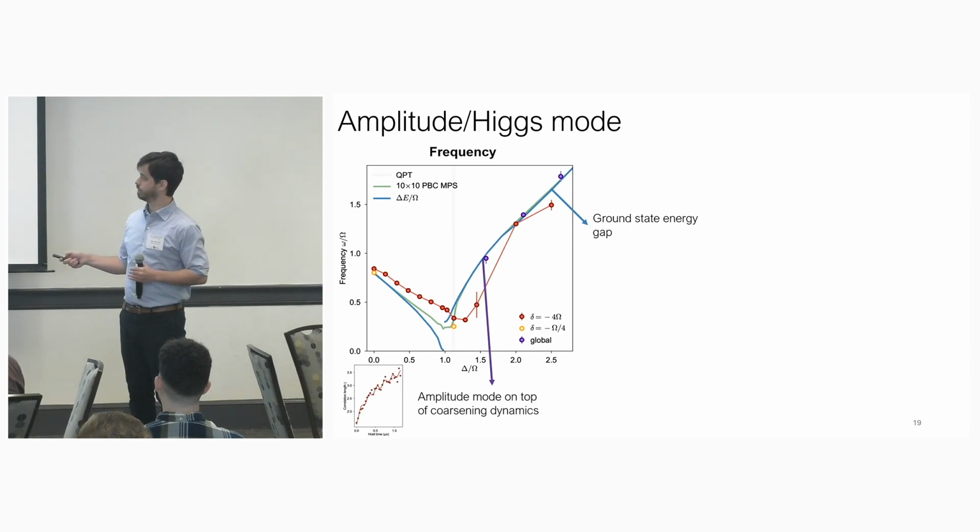And what you see here, you see these other purple points. So these are the oscillation frequencies of the correlation length as it grows in the ordered phase.